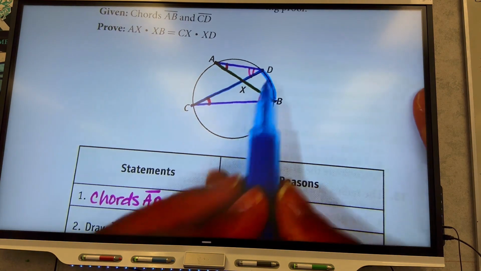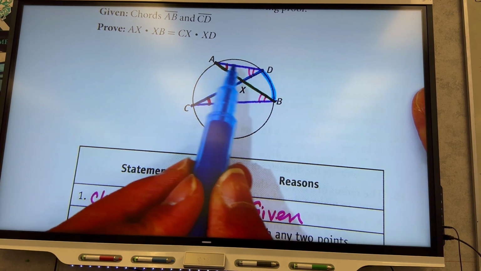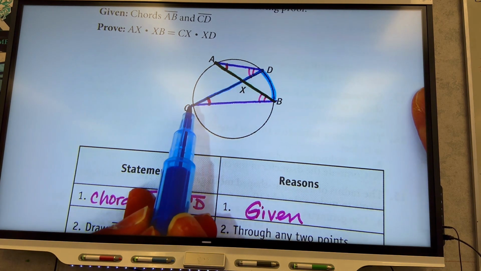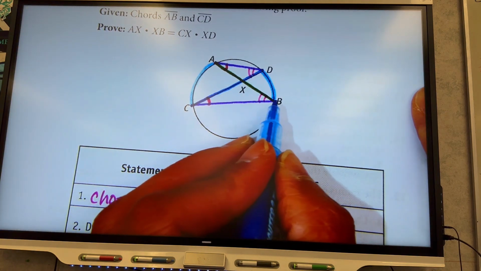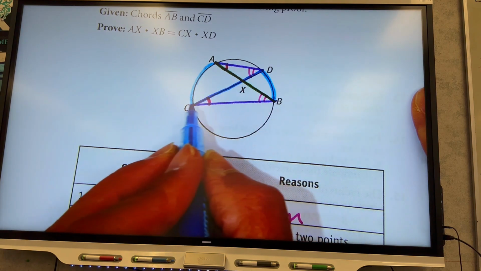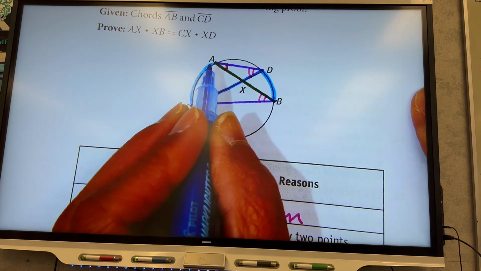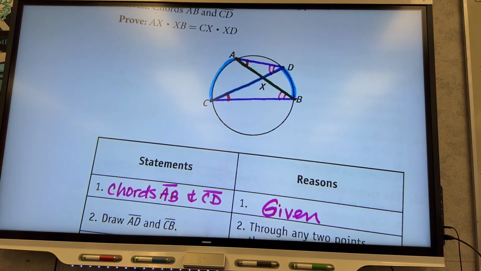The same thing happens with these two angles. If you look at angle D, it has an arm that leads up to A, and its other arm leads up to C. So it intercepts arc AC, but so does this angle. It has an arm that leads to A and an arm that leads to C. So it intercepts the same arc. So then those inscribed angles must be congruent.